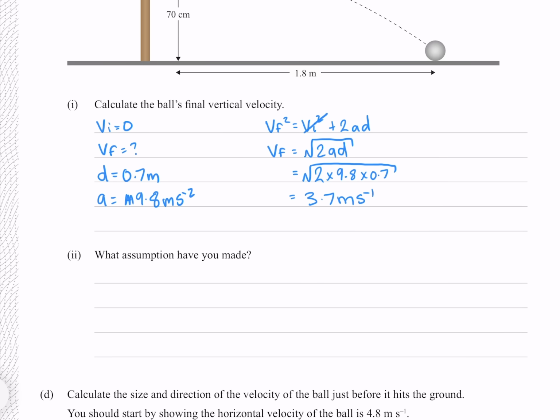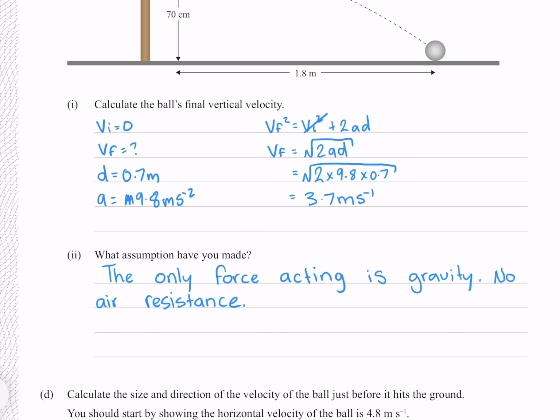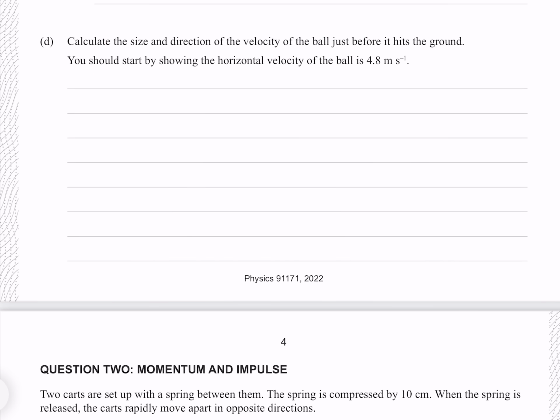What assumption have you made? The main assumption we're making during projectile motion is that the only force acting is gravity, no air resistance. Calculate the size and direction of the velocity of the ball just before it hits the ground. You should start by showing that the horizontal velocity of the ball is 4.8 meters per second.